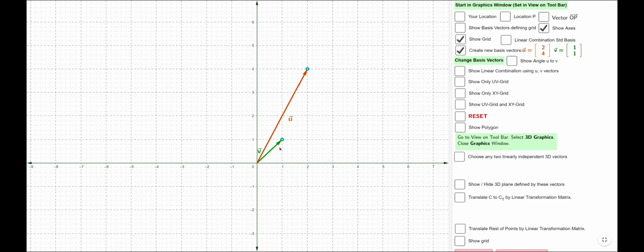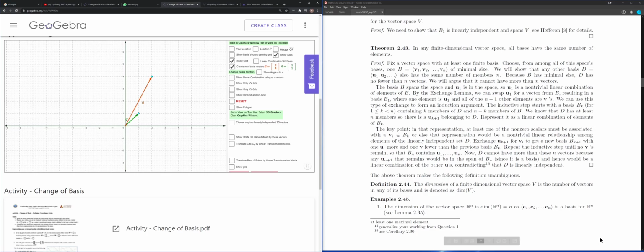So the dimension of a finite dimensional vector space is simply the number of vectors in any of its bases. If you have a finite dimensional vector space, you just find a basis, count the number of vectors in it, and that's the dimension of the vector space. It's denoted dim V.